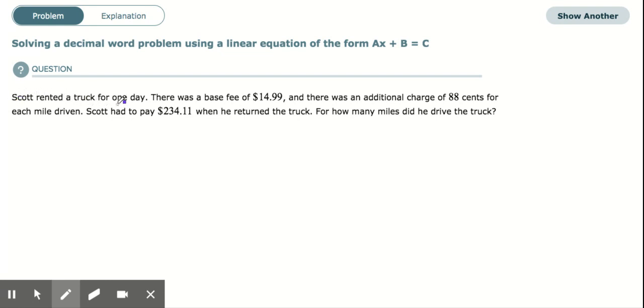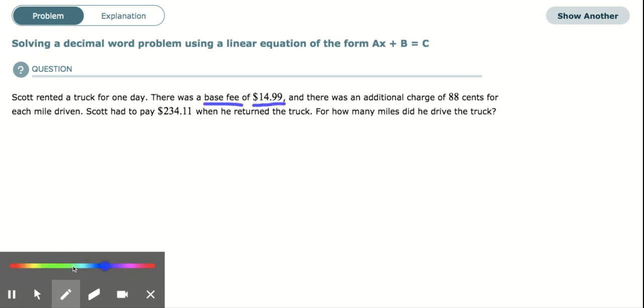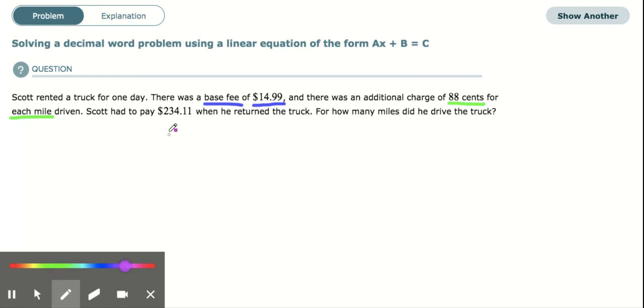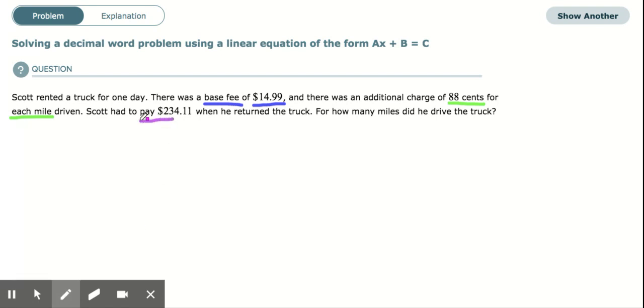Scott rented a truck for one day. There was a base fee of $14.99, and there was an additional charge of 88 cents for each mile driven. Scott had to pay $234.11 when he returned the truck. For how many miles did he drive the truck? So we're solving for how many miles, right?